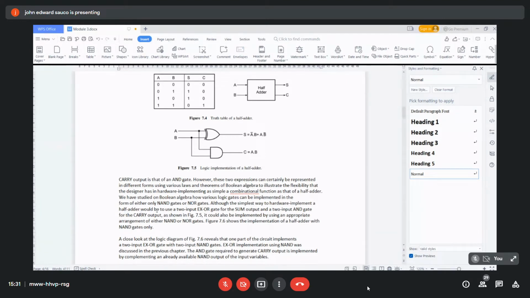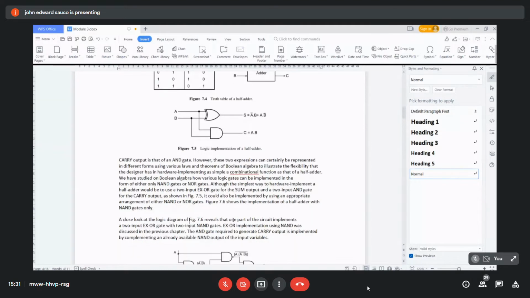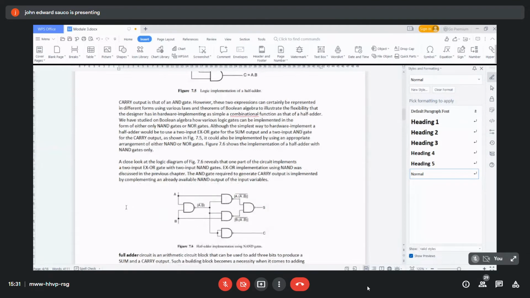A half adder will use 2 inputs to an XOR for the sum and 2 inputs to an AND for the carry output. Of course, that's the simplest way. But you can still make it with NAND or NOR gates only, because of course, they are universal. So, in our sample here, only NAND gates were used.